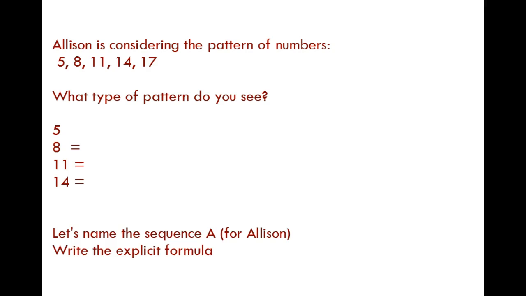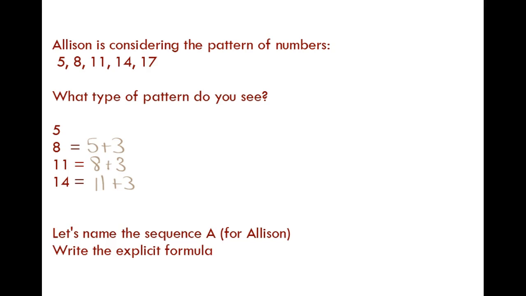All right, we're going to ease slowly into this concept. So we're going to start. It says Allison is considering the pattern of numbers 5, 8, 11, 14, 17. This is something we've seen before with explicit. It's asking what type of pattern do you see? Well, I think they want you to realize that 8 is just 5 plus 3, and that 11 is just 8 plus 3, and that 14 is just 11 plus 3. So what we're doing every time is we're taking the number before it and adding 3. That's the pattern. Take the number before, add 3. That's how you get the next one.